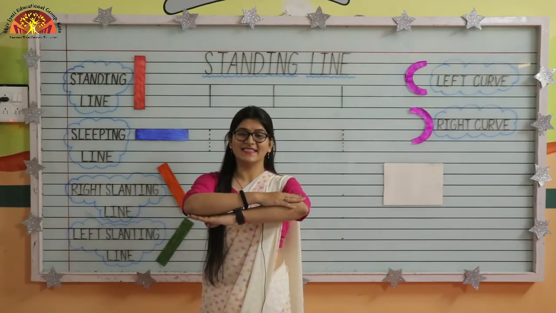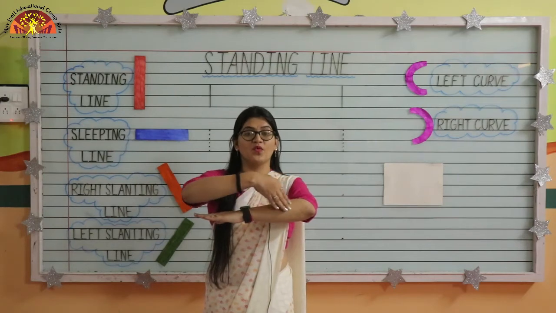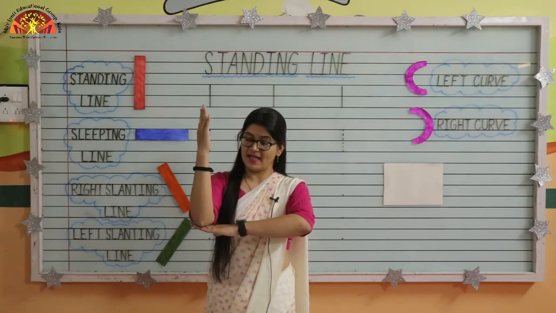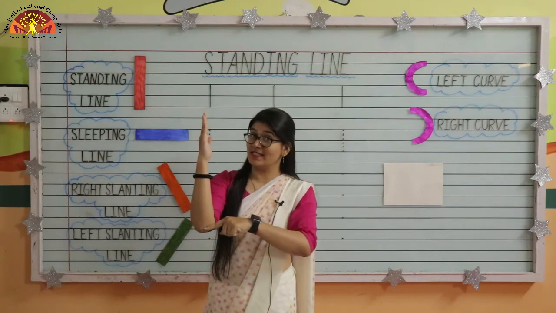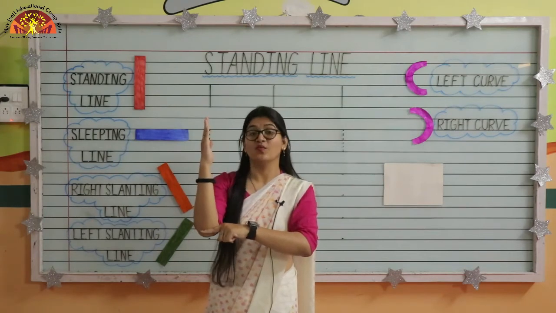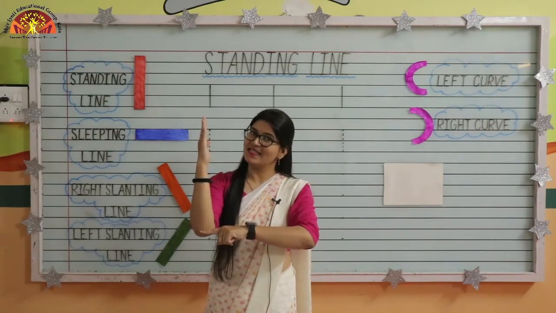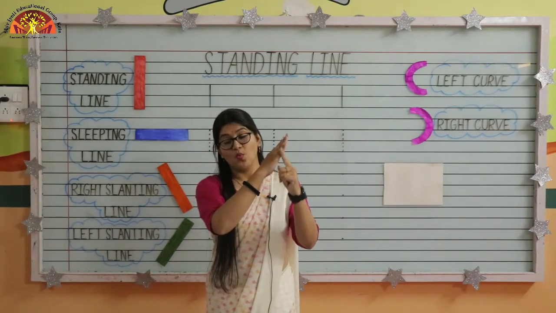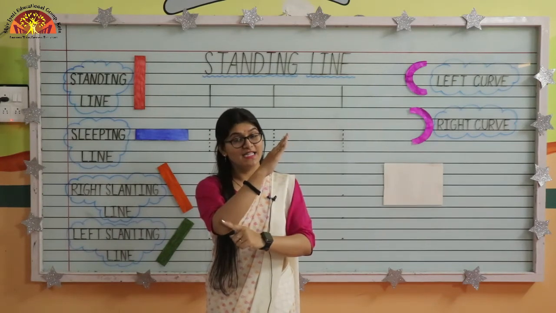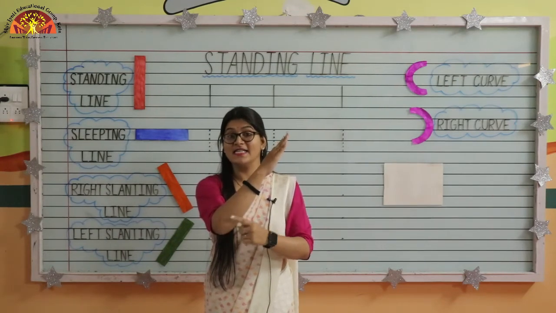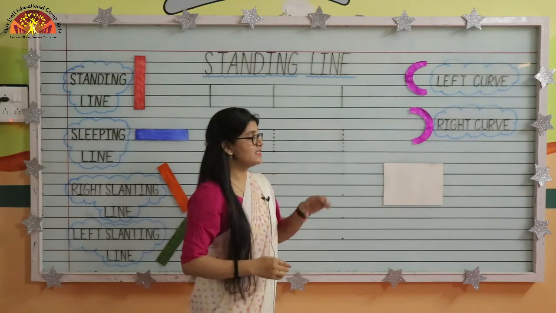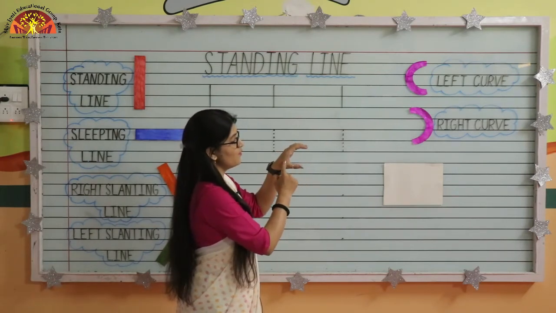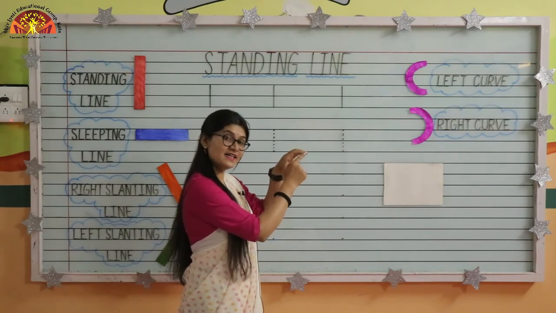What is this? This is sleeping line. Now, if we keep our hand like this, what is this? This is standing line. Now, if we keep our hand like this, what is this? This is slanting line. Now kids, do like this. What is this? This is curve.